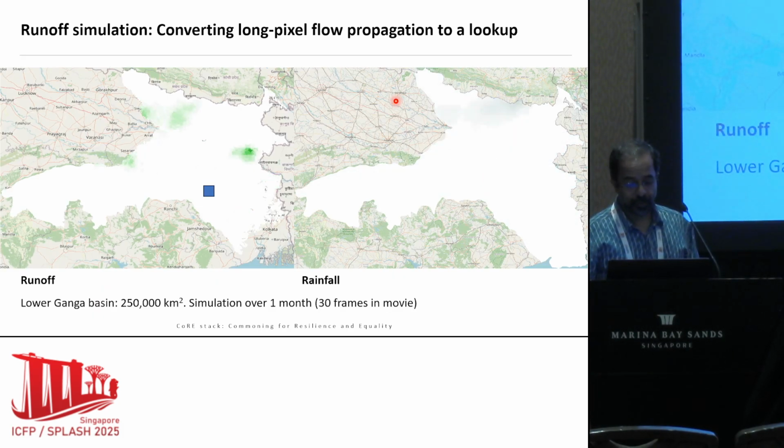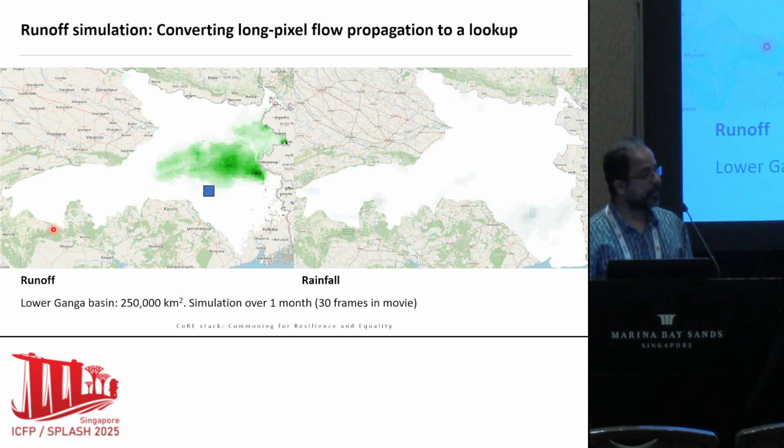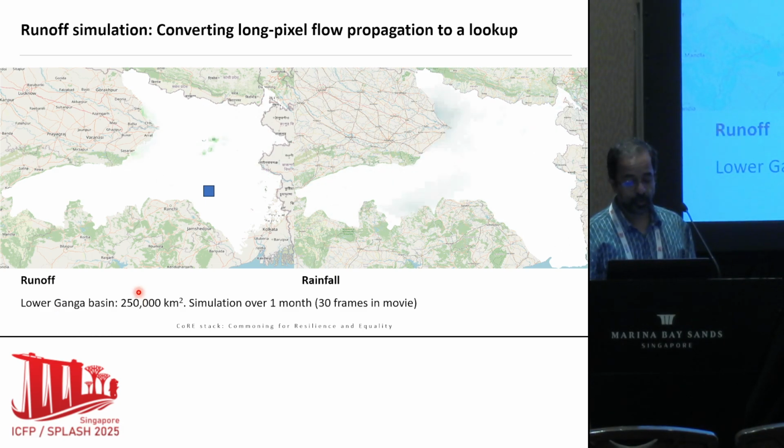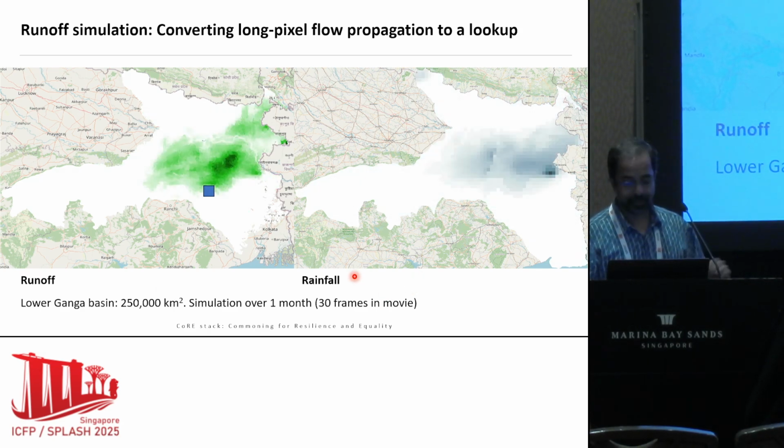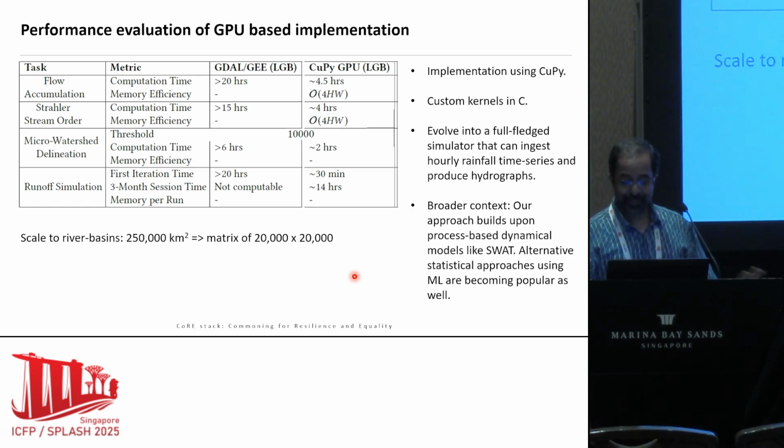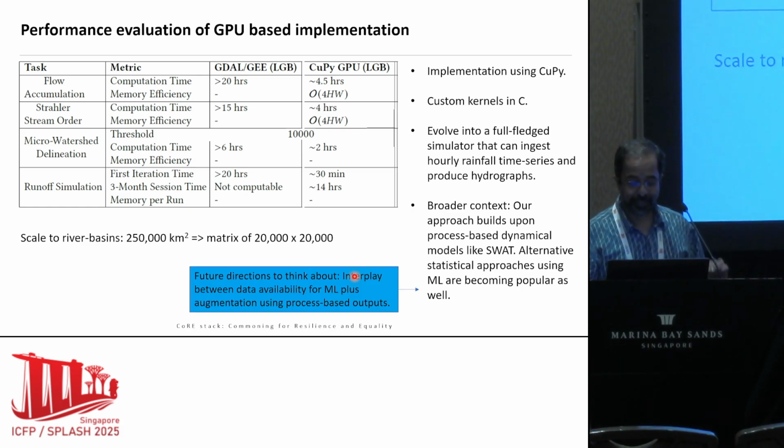The area that I was showing is this particular area, and this is the much larger lower Ganga basin. What we're now able to do is, on this large area of 250,000 square kilometers, with this rainfall, run the simulation on 30 meter pixels. So this helps in that.